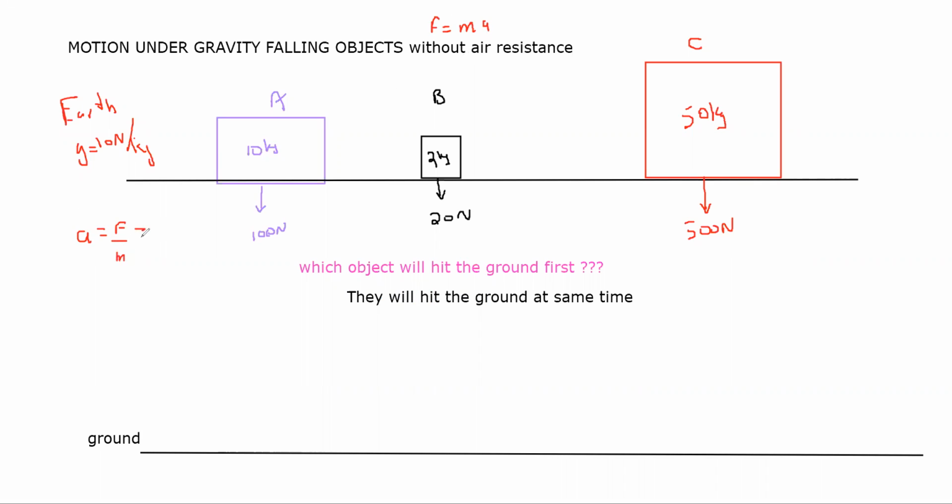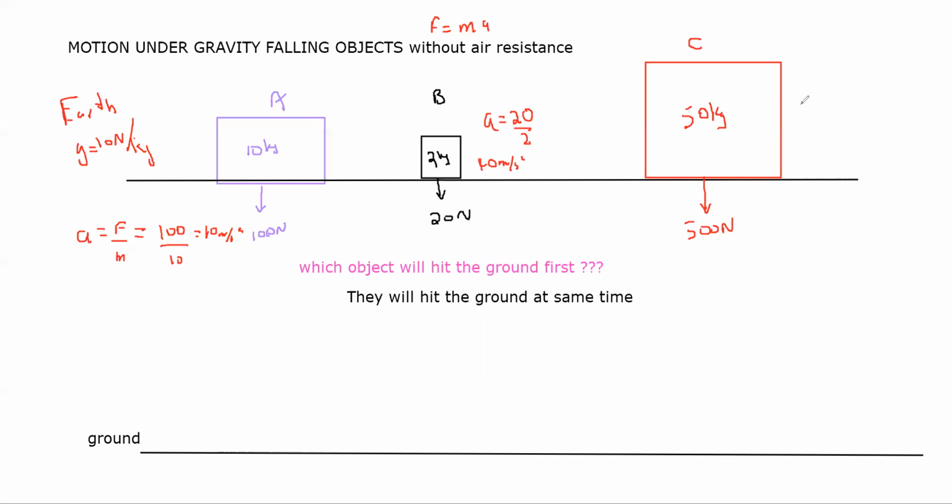So what is the force acting on A? The force acting on A is 100. What is the mass of A? It is 10. So what is its acceleration? Its acceleration is 10 meters per second squared. What about the acceleration of B? Its force is 20 and the mass is 2. So what is the acceleration of B? It's also 10 meters per second squared.